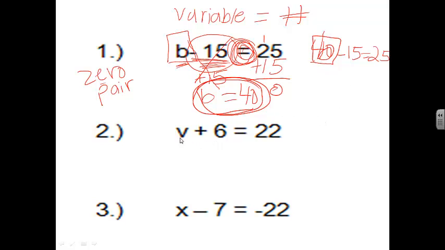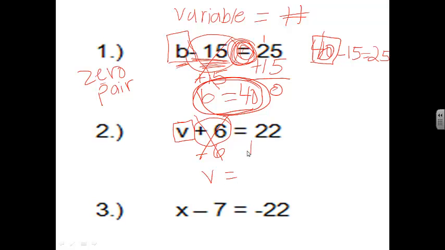Okay? And some of these you can kind of do in your head, but I'm starting you out simple, and then we're going harder. Okay, so let's do this. I find my variable. I want to isolate it, make sure it stays on one side and all my numbers on the other. So what am I going to do to positive 6? Minus 6, because it's its opposite. And so 6 minus 6 is 0, so I 0 pair it. Whatever I do to one side, I got to do to the other.